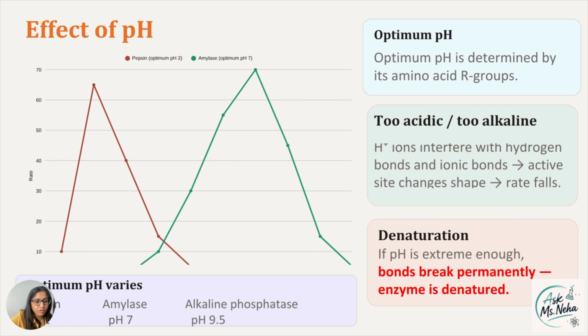If you deviate from the optimum value, the same thing happens. The hydrogen bonds get broken because the hydrogen ions of the pH value we are in are going to interfere with the hydrogen bonds and the ionic bonds, and this is going to distort the tertiary structure of the enzyme. The active site will change shape and the reaction rate will fall.